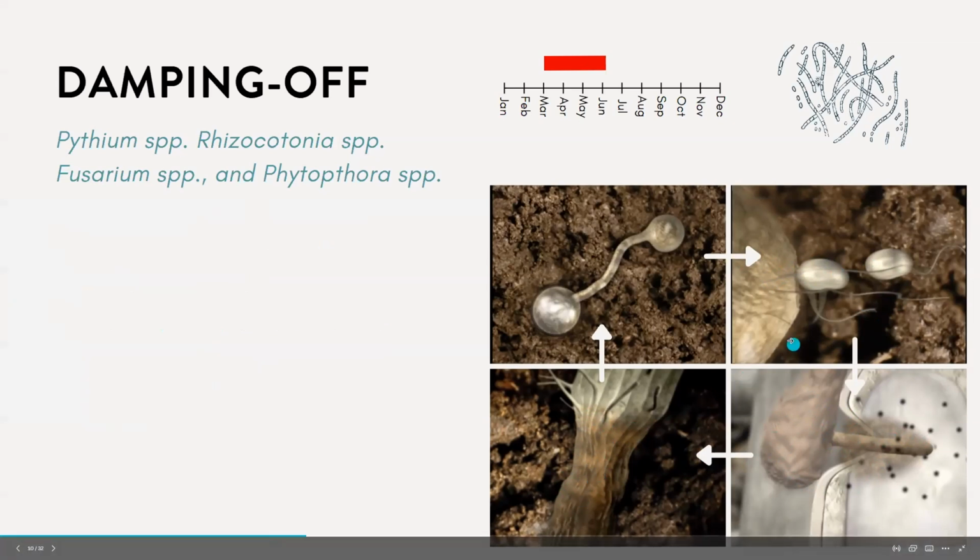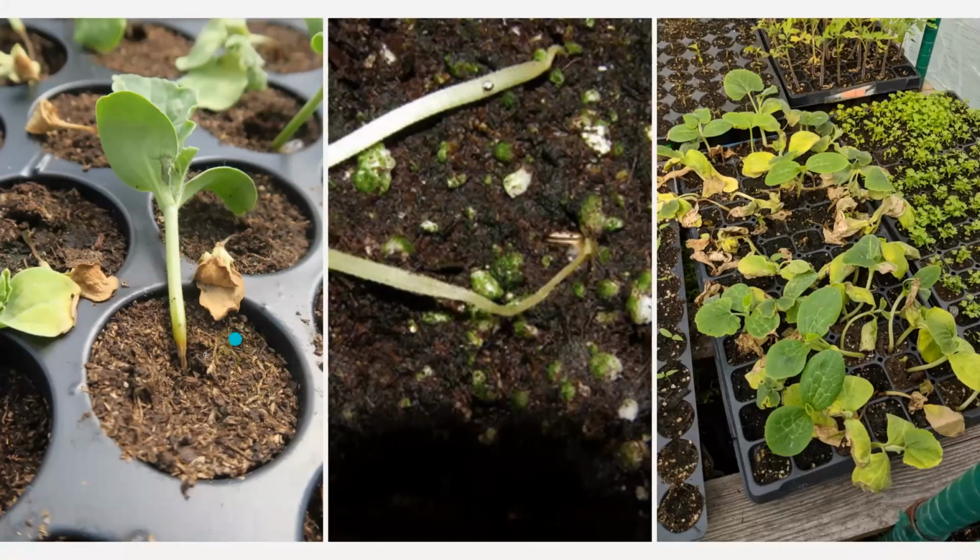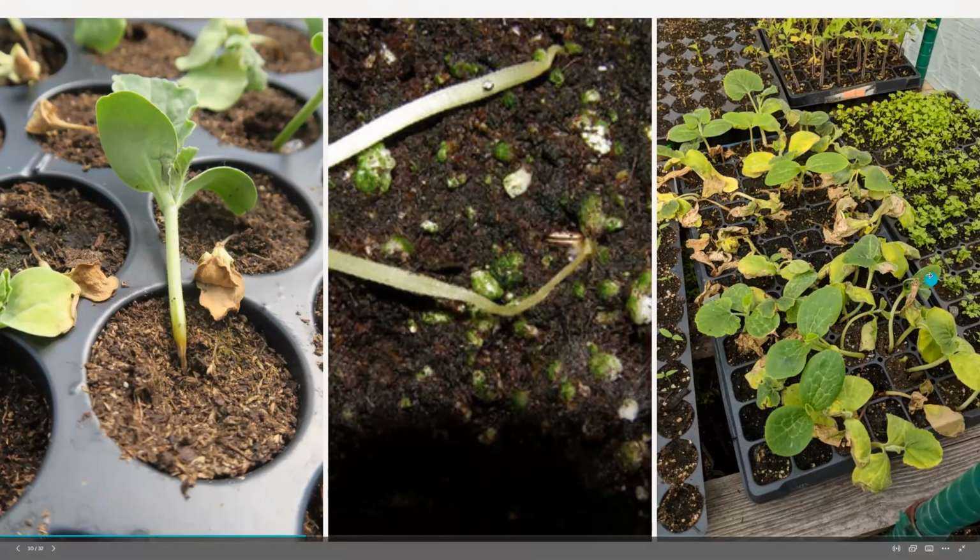So here's a photo of what that looks like in cucurbits. Here you can see at the soil level where this tissue has just died back. So this plant's not going to make it. Here's a close-up image. And here's a whole tray where the cucurbits have fallen victim to damping off. So if I was this grower, I would just throw out this whole tray. It's not going to work out for them.